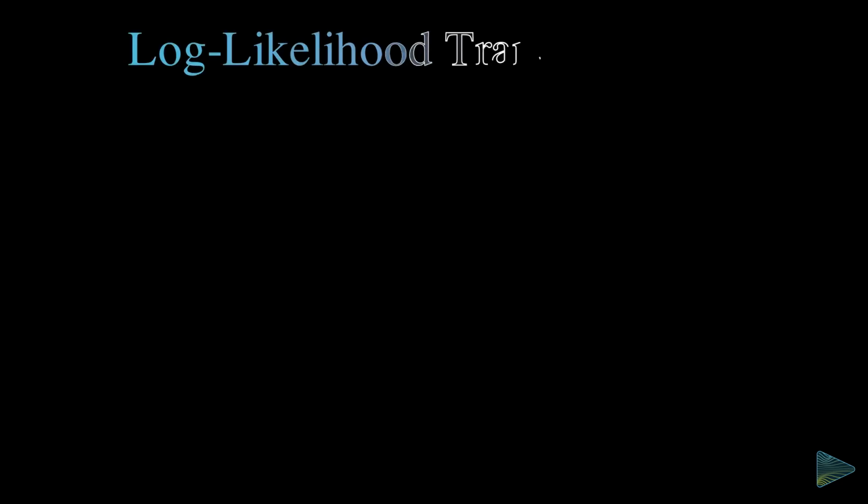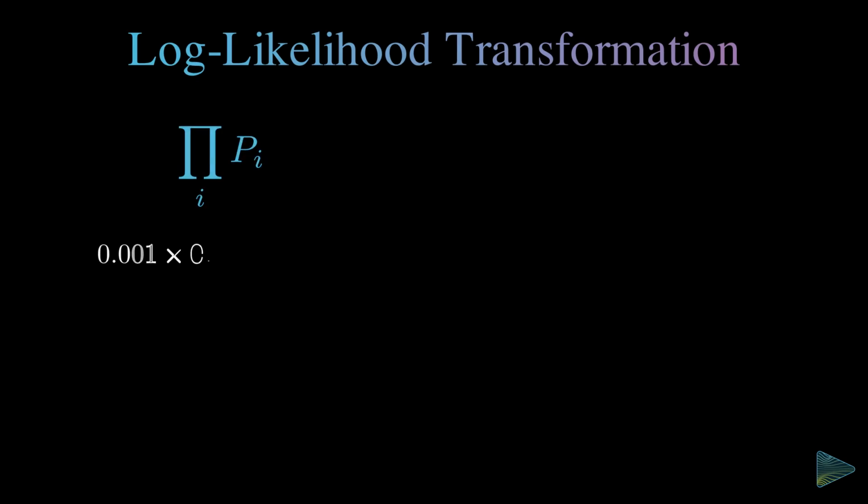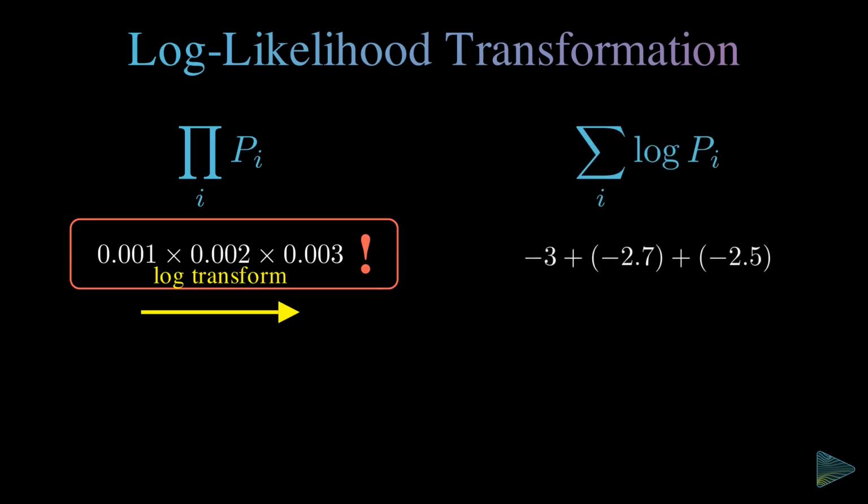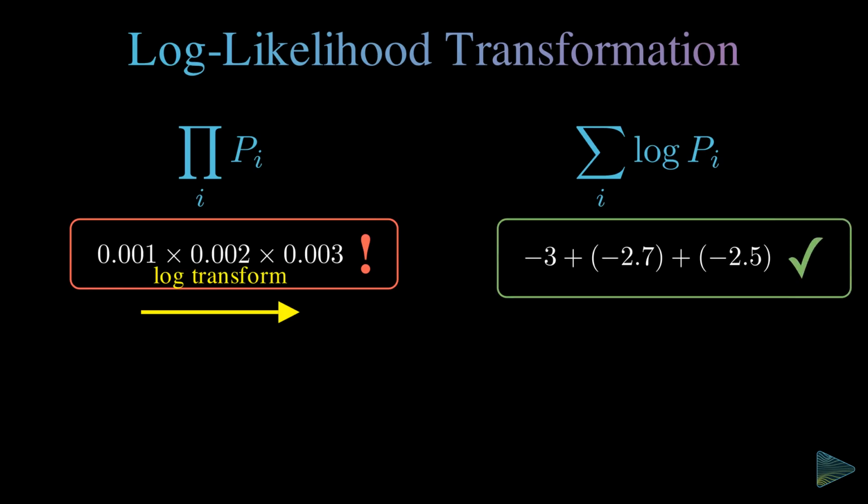In practice, we work with log likelihood instead of raw likelihood, because probabilities are tiny numbers that, when multiplied together, can cause numerical underflow in computers. Multiplying 0.001 times 0.002 times 0.003 creates numerical instability. Taking the logarithm converts products into sums, which are much more stable to compute with manageable negative numbers.